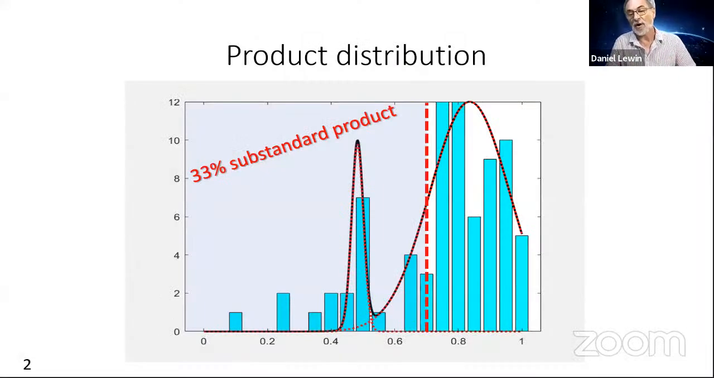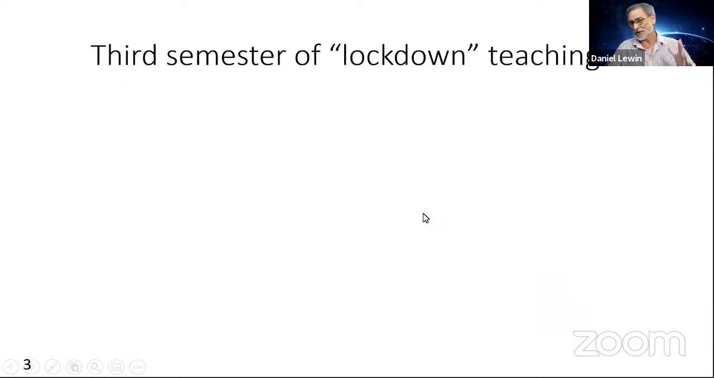Situation where if these were our students' grades at the end of the semester, we have a third of the class who haven't achieved mastery. So clearly this is not an acceptable situation. Let's look at where we stand now after the third semester of lockdown teaching.